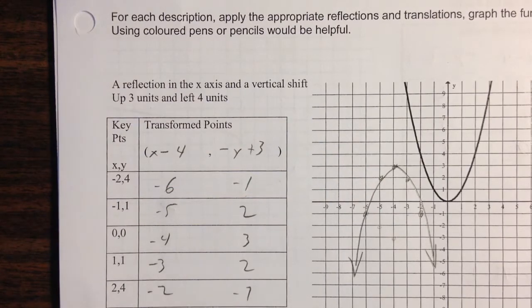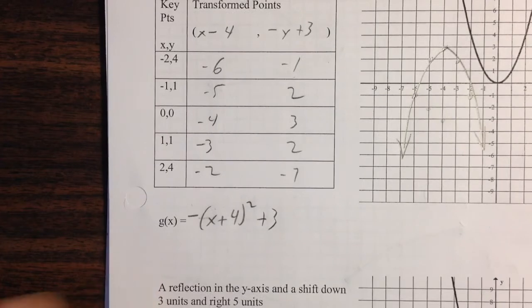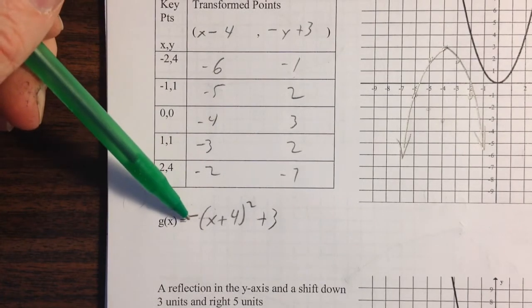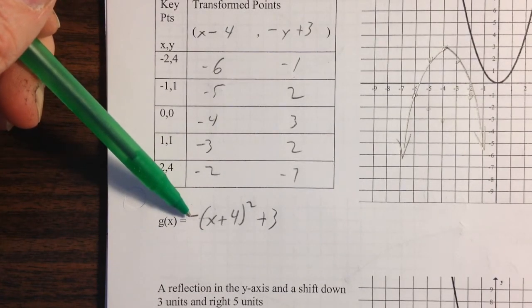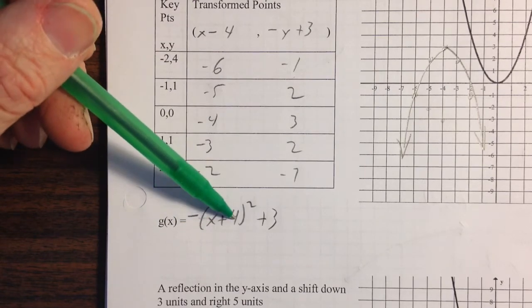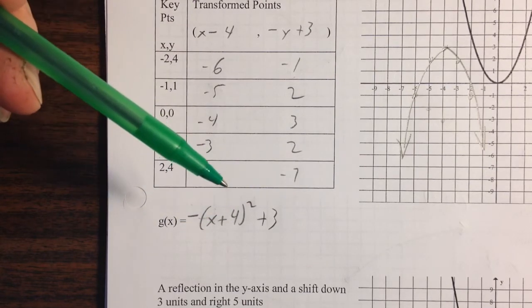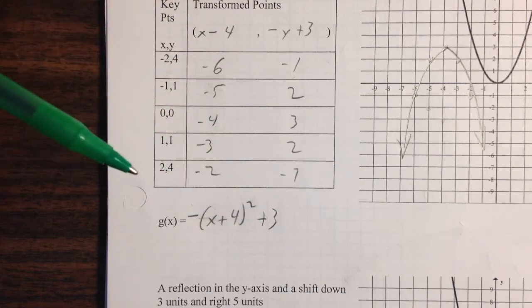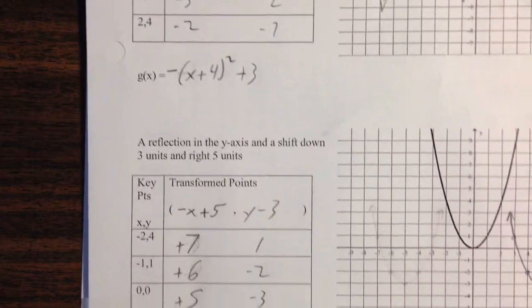For my function, I've got -1 times the y's. I've got a shift left, which means it's (x + 4) squared, since it's a quadratic function, and then plus 3 for a vertical shift up 3 units. Next one.